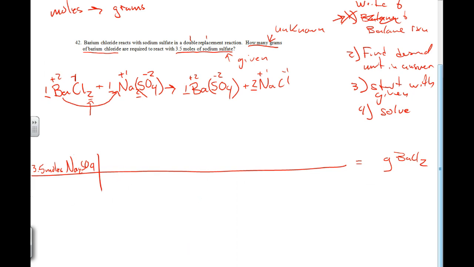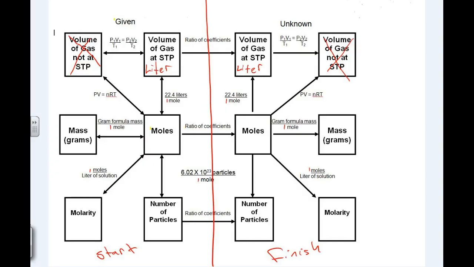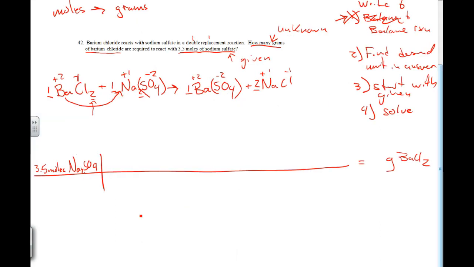Alright, now let's look at our map. Let me go back one more time. We're going moles to grams. So moles all the way over to grams. To do that, I have 2 steps: the ratio of coefficients and the gram formula mass.